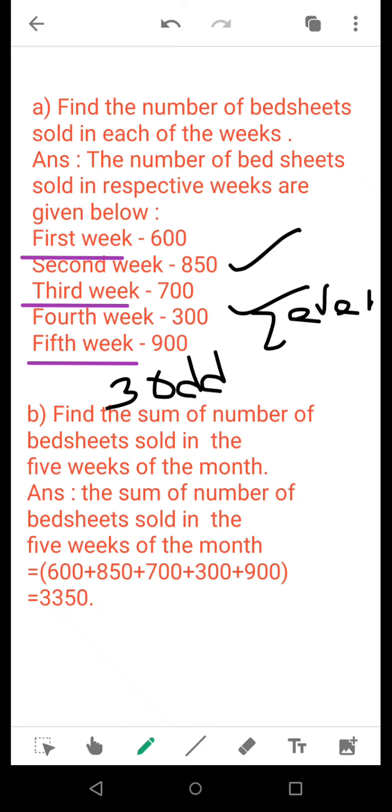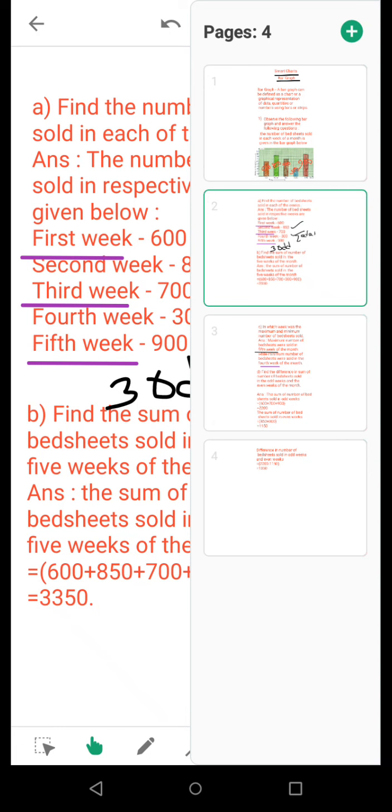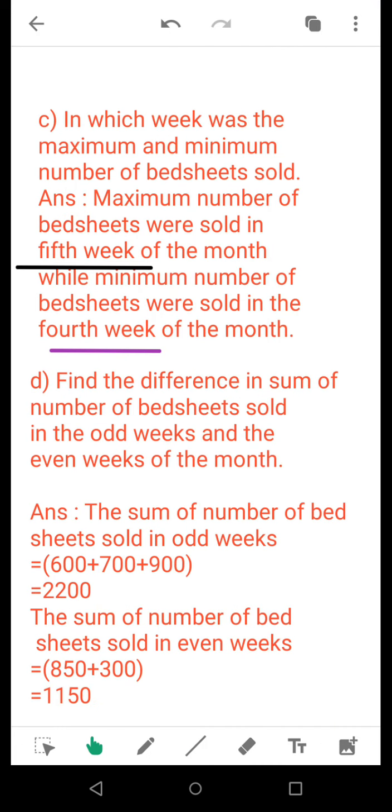Now what we need to do, we first find out the sum of these 3 odd weeks, that means 600, 700 and 900, that gives us 2200. So the sum of number of bed sheets sold in odd weeks is 2200. Similarly, then we find out the sum of 850 and 300, that is the number of bed sheets sold in even weeks, and that gives us 1150.